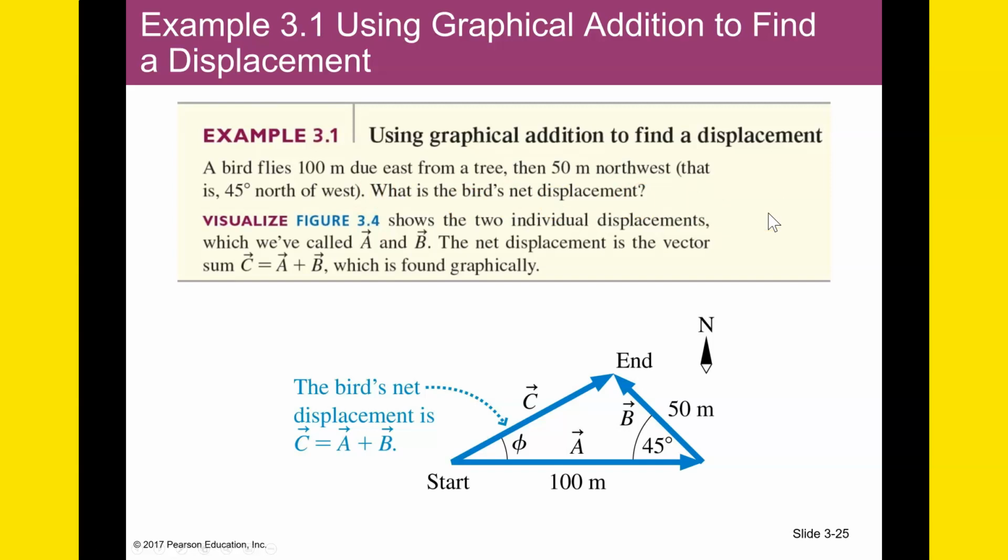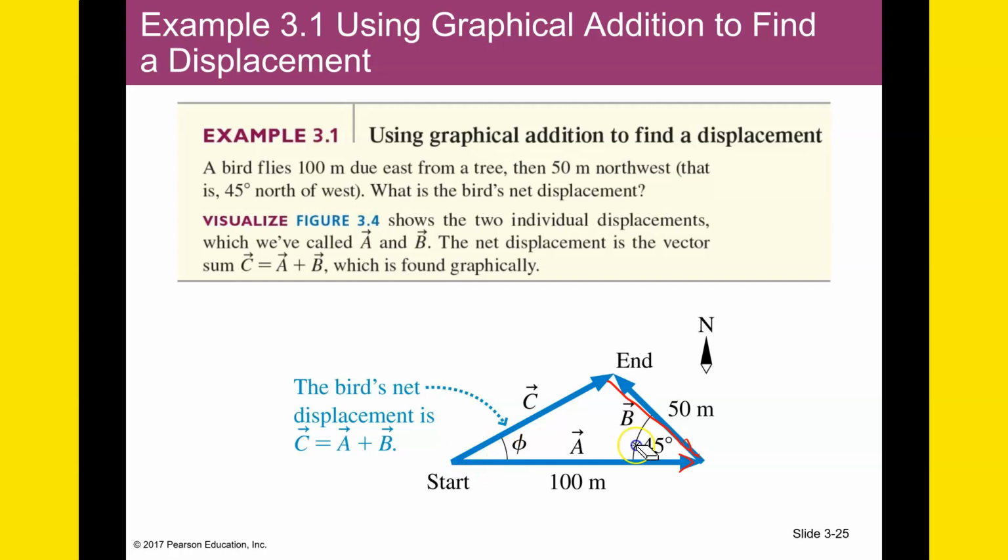Okay, you can see this graphically. All right, I'm going to show you a few different ways to think about this. Here is 100 meters due east right here. And from there, you add the next vector, 50 meters northwest at a 45-degree angle. So that's that right there. And so the overall result would start where the first one started and end where the last one ended. And so this would be the net result. The net resultant vector would be that. That's the net displacement.